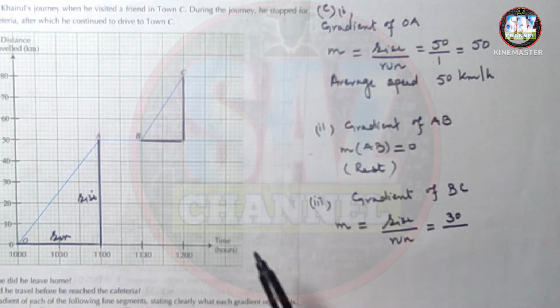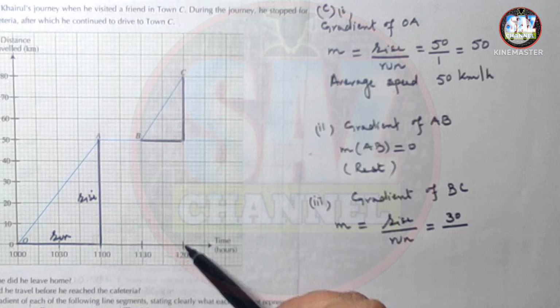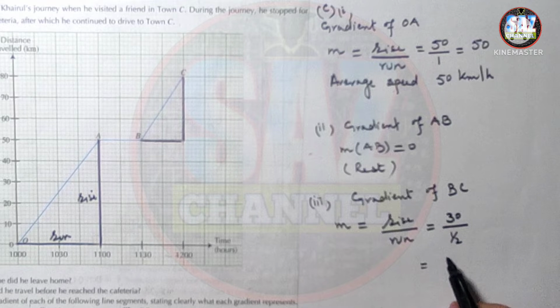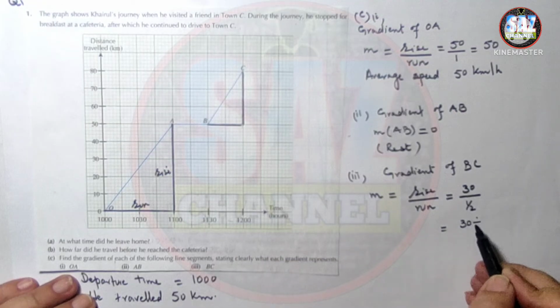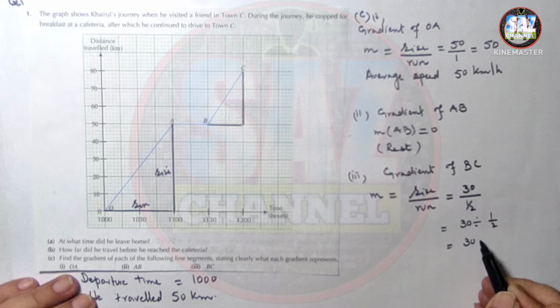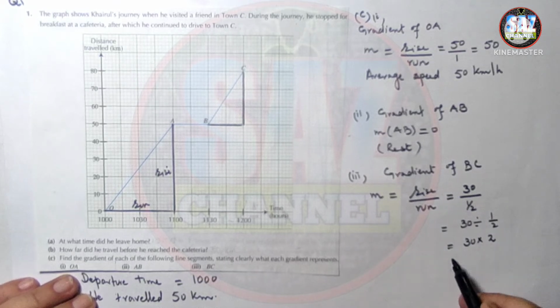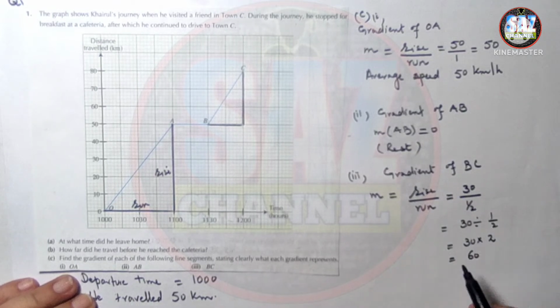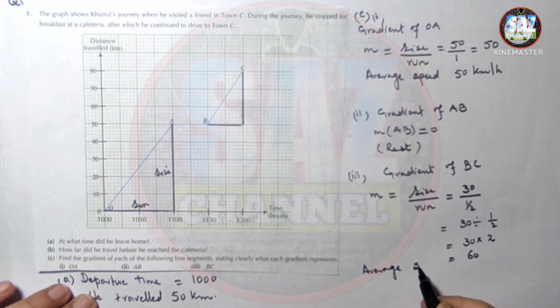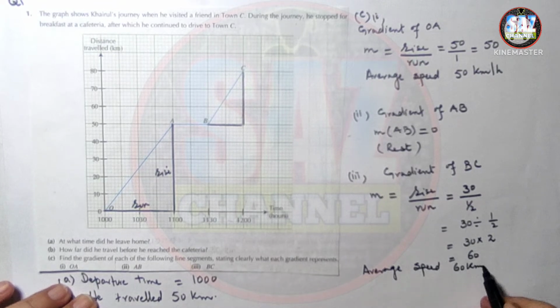Now I have to see the run side as well. From 11:30 to 12, half an hour. So 30 divided by 1 by 2, or 30 reciprocal will be there, and 60. So the gradient is representing average speed. Speed 60 kilometers per hour.